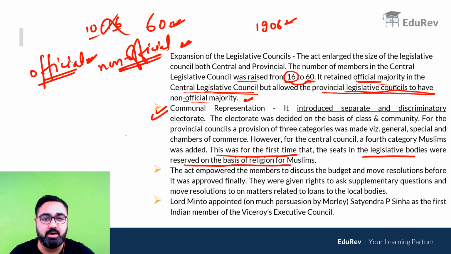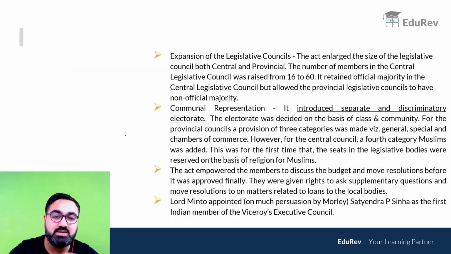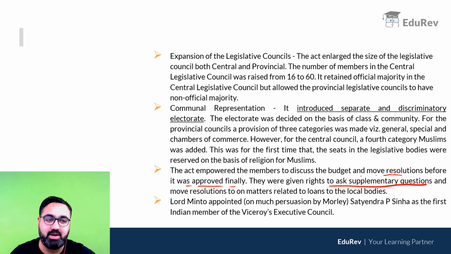Then the members were given certain more powers. Now the members were given the power to move resolutions on the budget before it was finally approved. Also, they were given the right to ask supplementary questions now. Very, very important. We just discussed in the 1892 Act that members could discuss the budget but could not ask supplementary questions. In the 1909 Act, however, now they were allowed to ask supplementary questions as well.